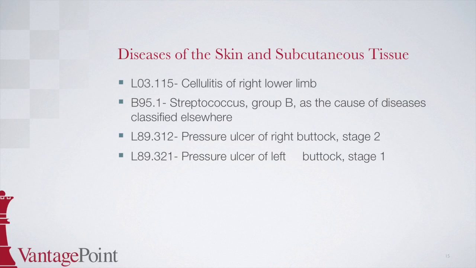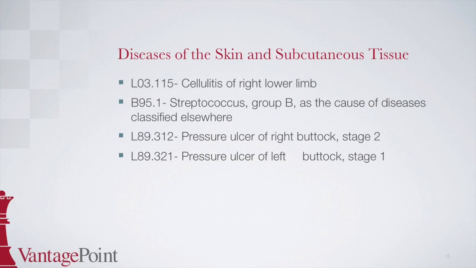The last code is L89.321, pressure ulcer of left buttock, stage 1. To locate this code, start at ulcer in the alphabetic index, then find pressure indented below, and we know from the previous code that decubitus is coded under pressure ulcer. From there, find stage 1, and then the site, which is also the buttock. This points to L89.3 with a checkbox next to it indicating more digits are required.